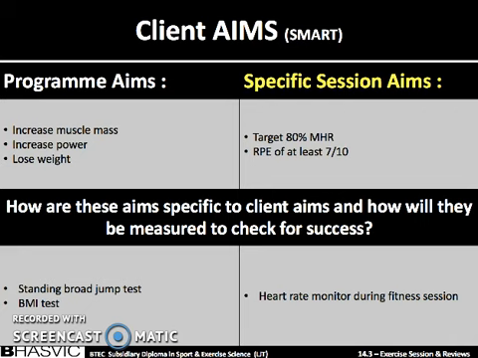So those were the general program aims for the long term, but the specific aims for the session that I created, and the one that I had the client participate in, was to reach a target of around 80% of their maximum heart rate, 80 to 90%, within that sort of range, so that they're working anaerobically.